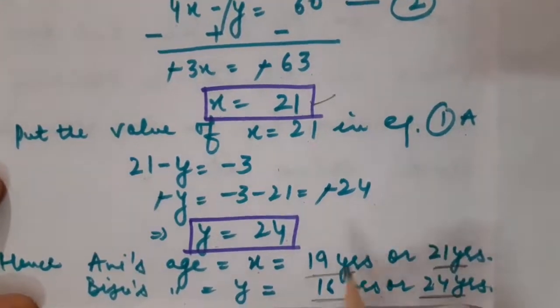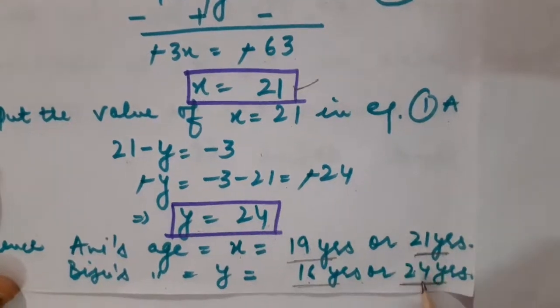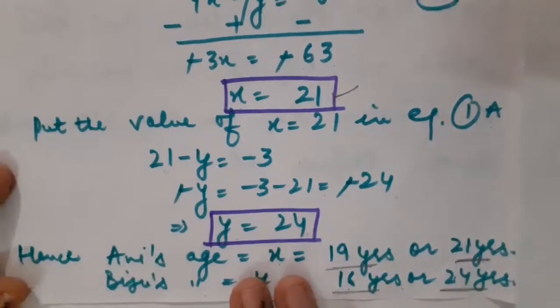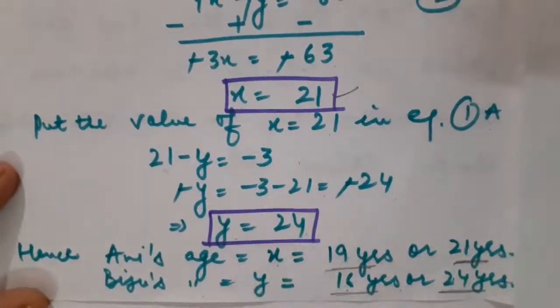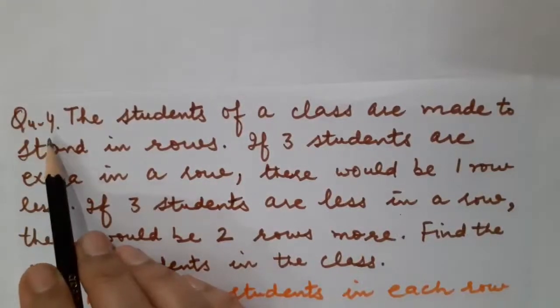Let us verify. The difference between their ages is 3 years. But here Annie is elder than Biju by 3 years. Correct? Here Biju is elder than Annie by 3 years. So definitely Biju's age will be 3 years more than Annie's age. Understood children?